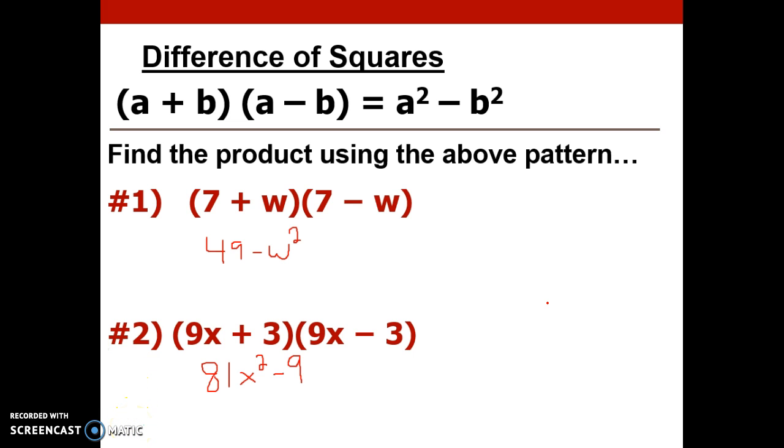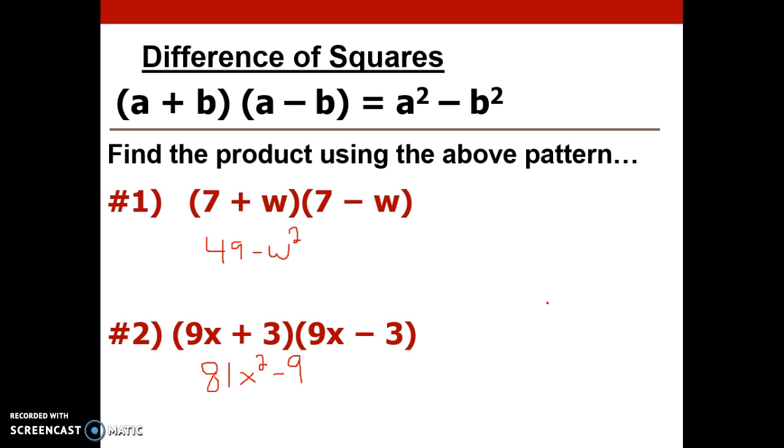All right, if you go ahead and check your work with me, you should have these two answers, 49 minus w squared and 81x squared minus 9. That's going to be your solutions to these using your difference of squares. Again, very important to be able to recognize these patterns. These are the big polynomial patterns for when we're multiplying. These are the ones where you don't need to use FOIL. You can use your pattern.